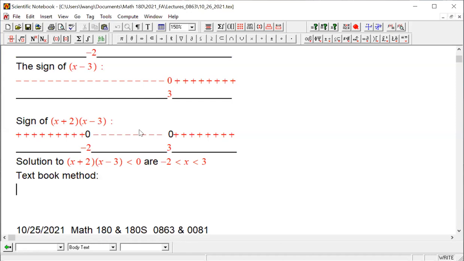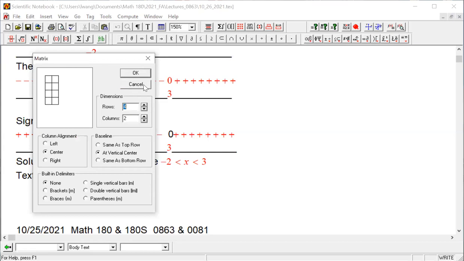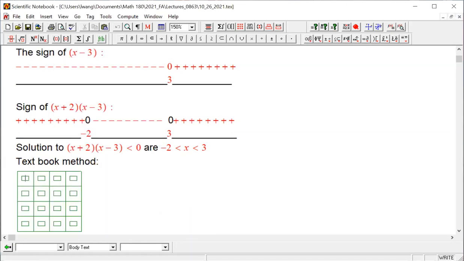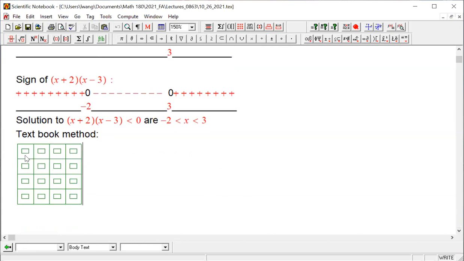Okay, this is a textbook method. The textbook method, they basically make a table with a couple of columns. They make intervals, right? One of the intervals is from negative infinity to -2.